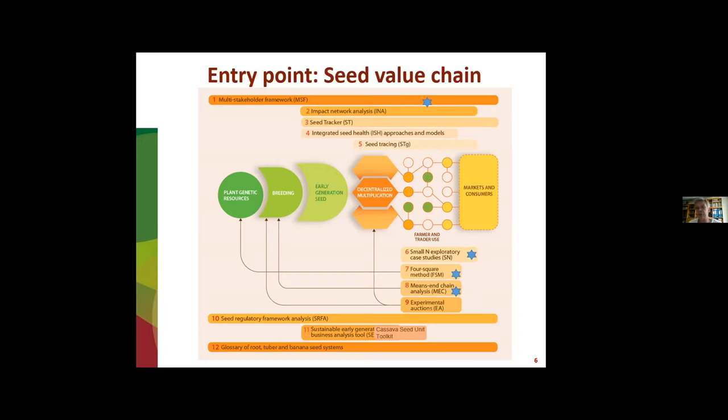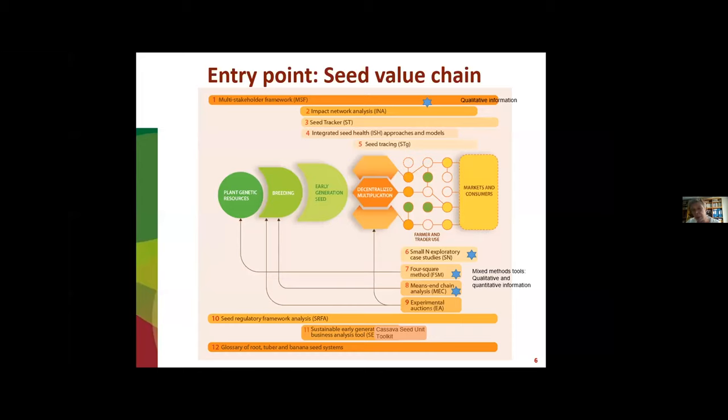And the other tools that we had on day one were number 6, 7, and 8. And they focused more on the part of the seed value chain where farmers use and choose seeds and varieties. So the small and exploratory case study, the four square method, the means and change are blocks looking at that particular part of the seed value chain.